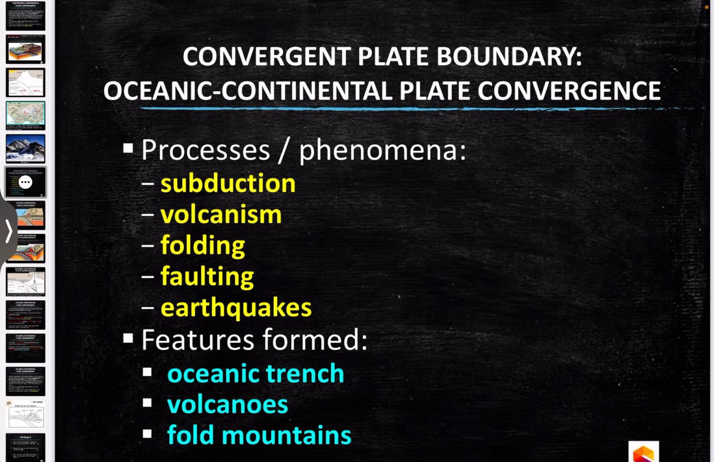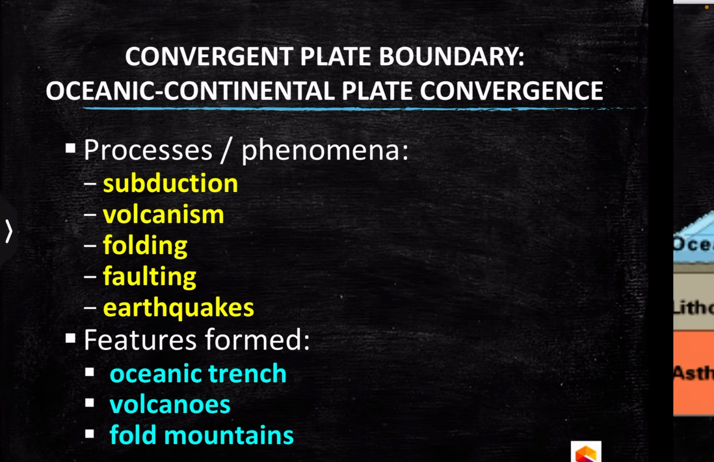So the processes involved here are largely the same. You have subduction, you have volcanism, you have faulting, and of course we experience it as earthquakes. The only slight difference is in the features formed. Besides having the oceanic trench and volcanoes, you may encounter fold mountains as well.